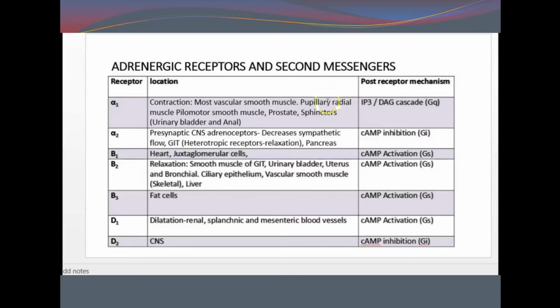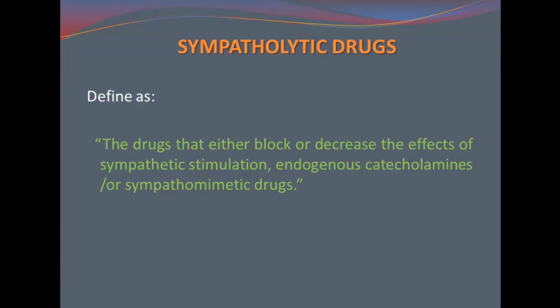These adrenergic receptors follow the G protein coupled receptor mechanism. What are sympatholytic drugs? These are the drugs which either block or decrease the effects of sympathetic stimulation, block or decrease the effect of endogenous catecholamines, or block or decrease the effects of sympathomimetic drugs. Sympathomimetic drugs are those drugs which mimic or stimulate the activity of the sympathetic nervous system, and the prime drug is isoproterenol.